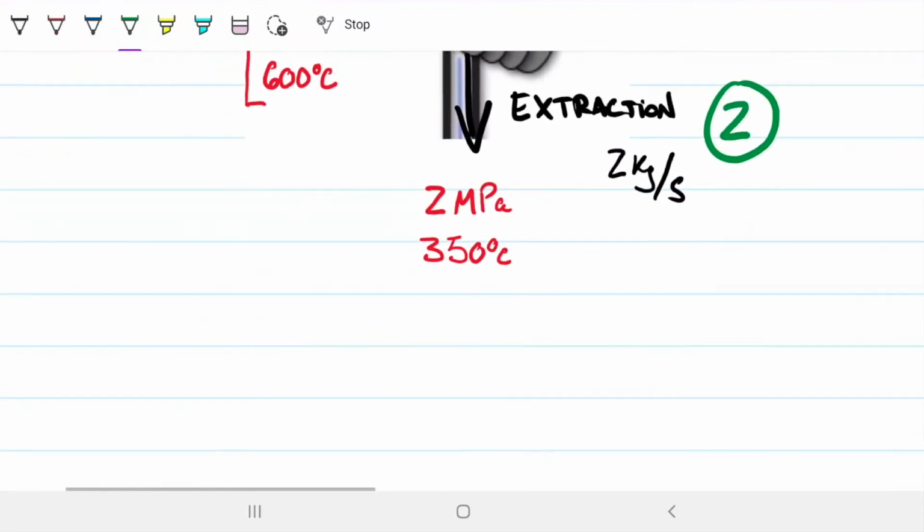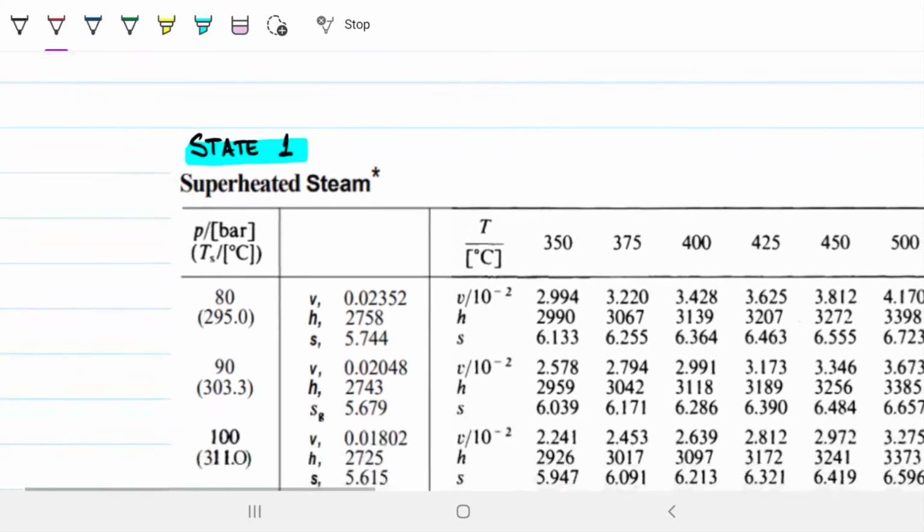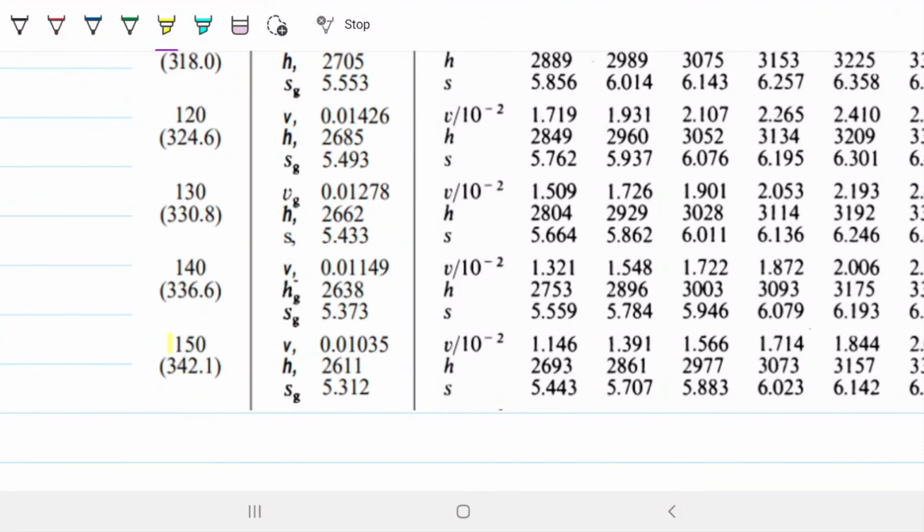We're good to go. I'm going to go straight into the superheated steam tables, not only because it's quite obvious it's superheated, but we can also come to that conclusion looking at this one straight off the bat. So I'm looking at 15 megapascal, that's 150 bar, 150 bar.